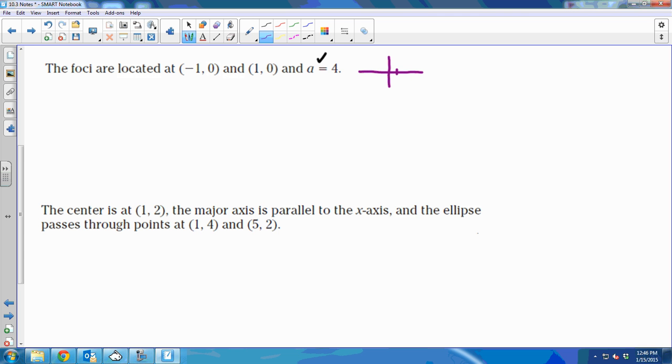So (1, 0) is right here, and (-1, 0) is right here. So what's the orientation? Horizontal. So now I know the orientation, I know A, I still need the center and B. The center is in the middle of the two foci, always. It's in the very middle. In this case, if not, use the midpoint formula. But in this case, what's the center? (0, 0).